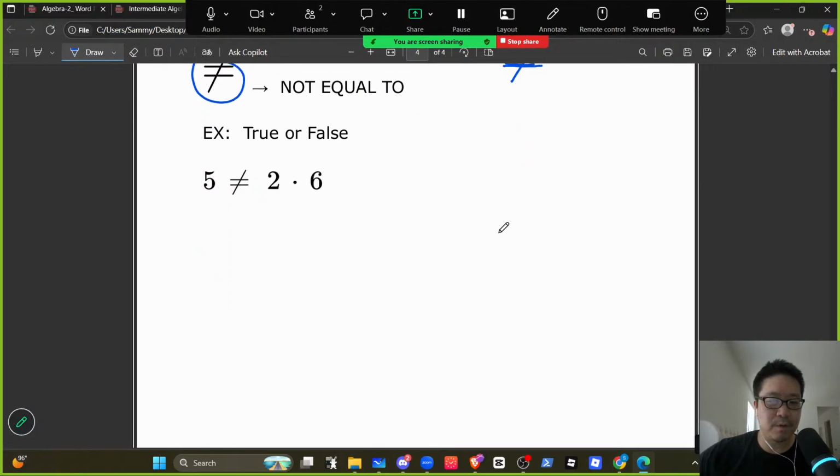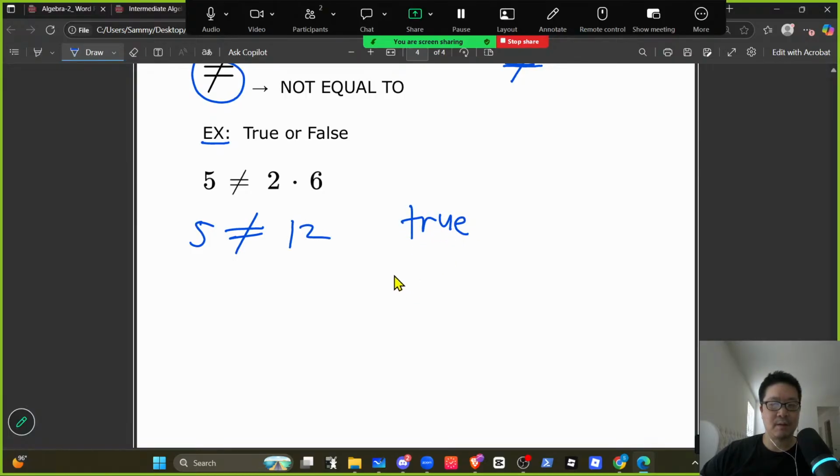All right, so let's try this example. True or false? We have 5 not equal to 2 times 6. What do you think? True. Okay, so we have 5 on the left, and it says not equal. 2 times 6 is what? 12. And 5 is not equal to 12. Therefore, this is a true statement. Good.